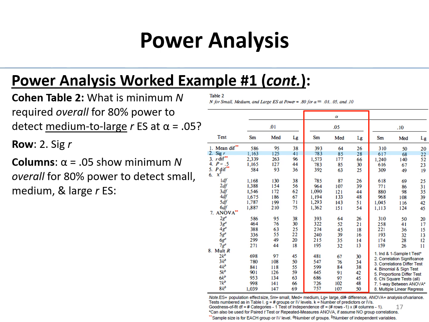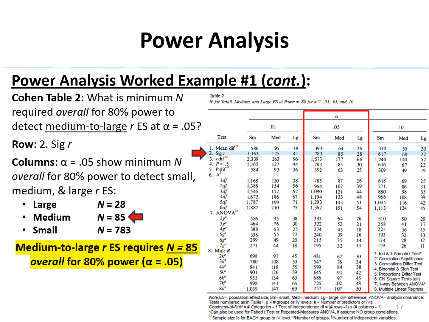There's our row for correlation. There's our tables for alpha of 0.05. Again, they show the minimum sample sizes required for 80% power to detect a small, medium, and large correlation effect size. Boom, there they are. So for large, you need 28. For medium, you need 85. For small, you need 783. So again, we are going with the lowest common denominator here, which is 85. So in order to detect this medium to large estimated effect size, we need at least 85 people in our study to have 80% power.